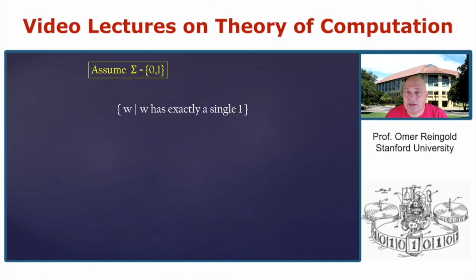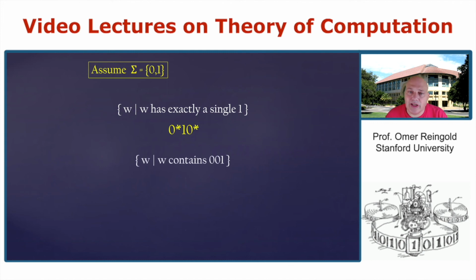Assume that sigma is {0, 1}. So we'll take the binary alphabet. What is a regular expression that matches the language of W such that W has exactly a single 1? This is 0 star, 1, 0 star. So this language is strings that have some zeros in the beginning, it can be any number of zeros in the beginning, then 1, and then any number of zeros at the end.